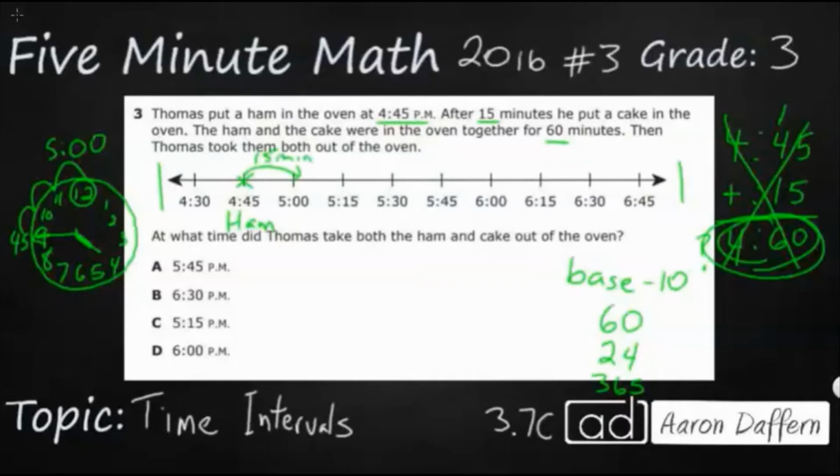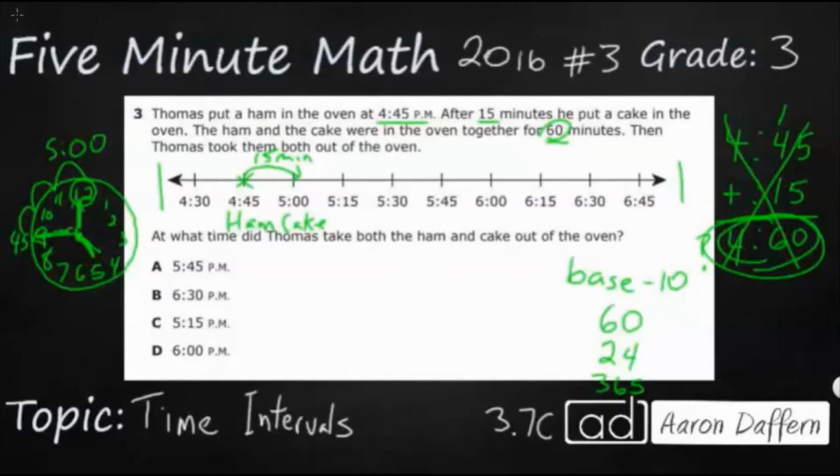And this is where the cake comes in. So now we have the ham and the cake. And when we have the ham and the cake, it's another 60 minutes. Now, if we want to, we can use this clock again, and we can say, well, let's see, it's more 5 o'clock. But you see my clock is kind of getting messy.